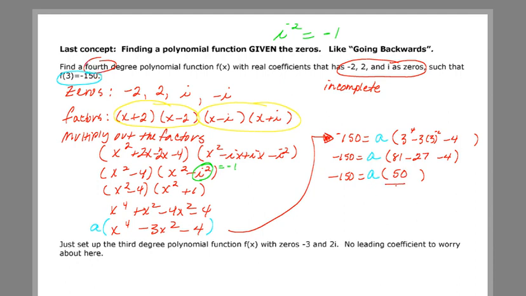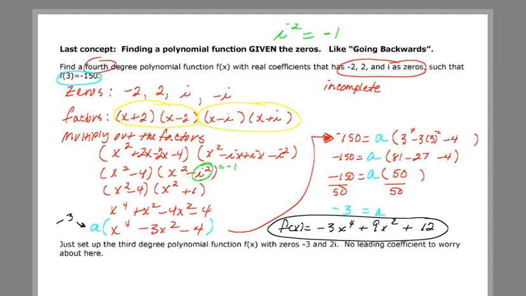And to solve for a, we'll just divide both sides by 50. And we come up with a value of a equal to negative 3. That means our official polynomial function that we were trying to find, f of x, has a negative 3 over here for a. So negative 3 gets distributed to give us negative 3x to the 4th plus 9x squared plus 12. So I distributed negative 3 to the x to the 4th, negative 3 to the negative 3x squared, negative 3 to the negative 4. That would be our final answer.